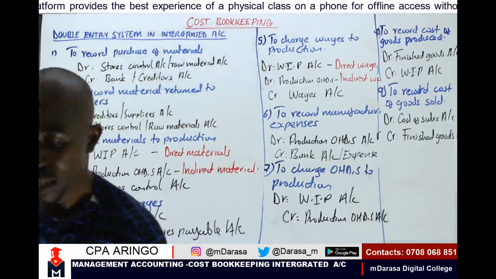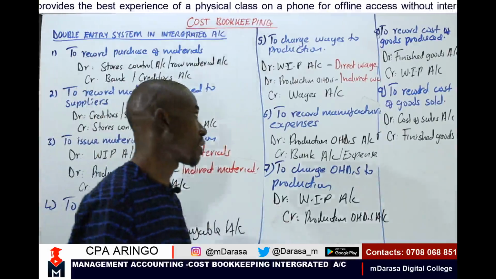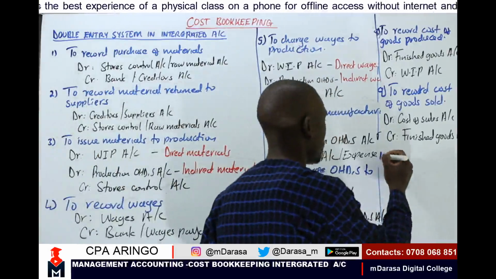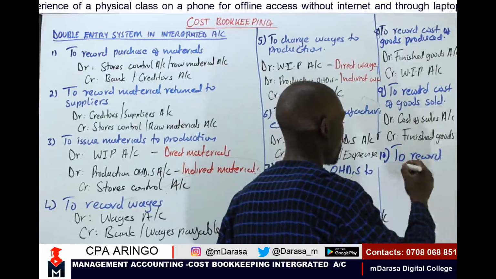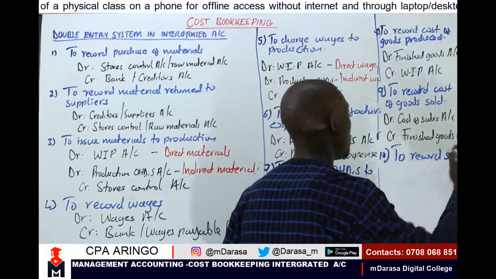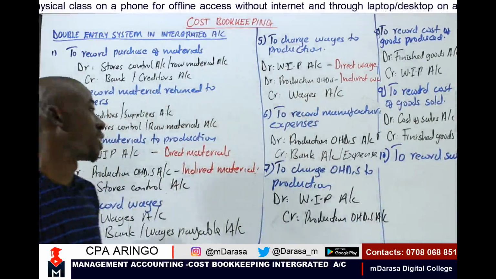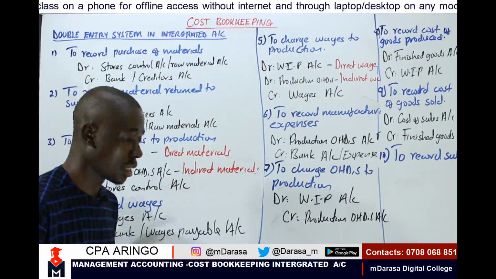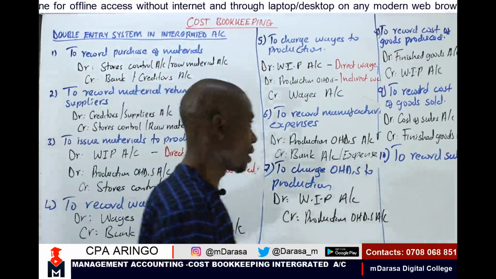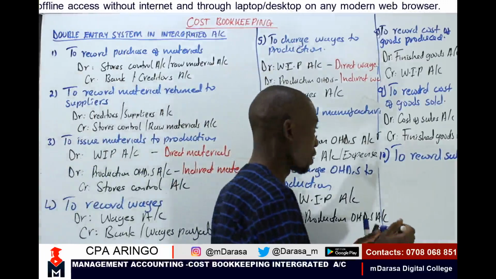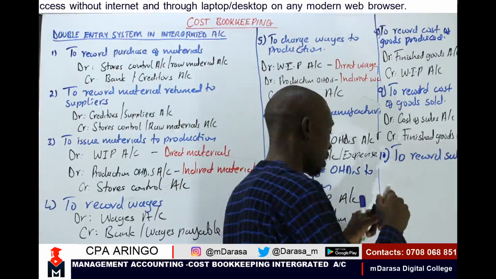Then the last element to consider will be to record sales. In fact, I should leave this as your assignment. So looking at recording of sales, meaning that now I'm doing what? I'm disposing the finished goods that we had. So at this point, confidently, I can have what? I'm going to debit.